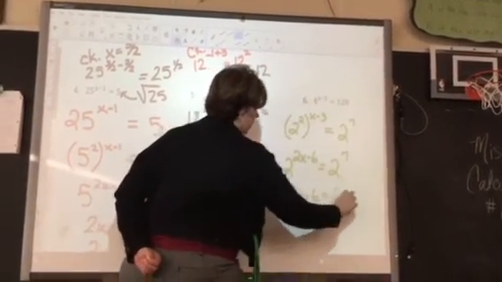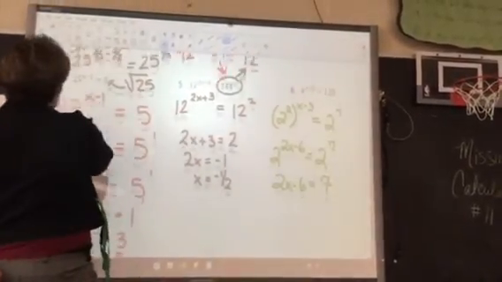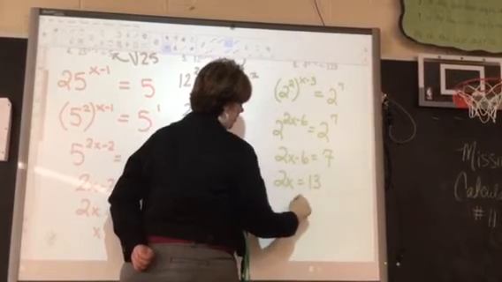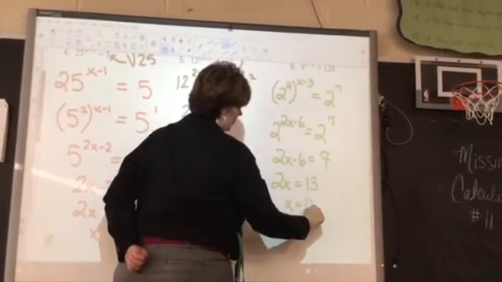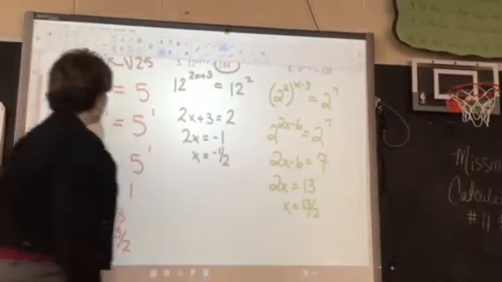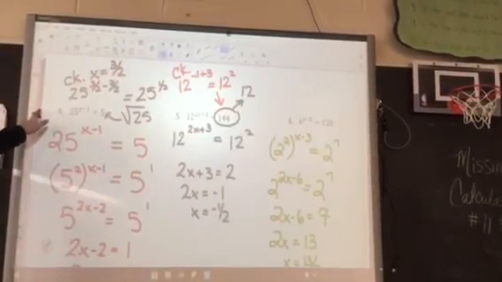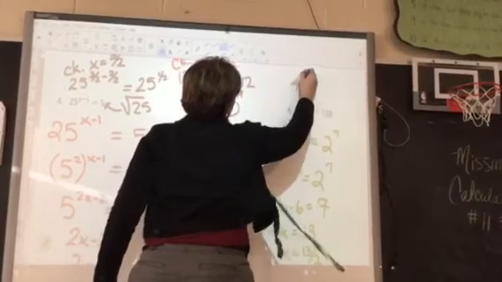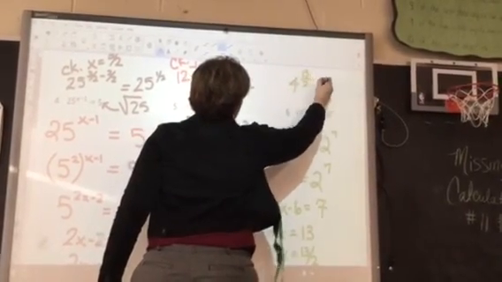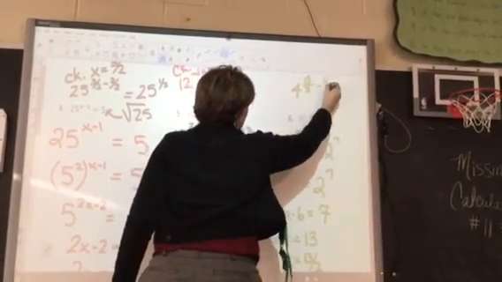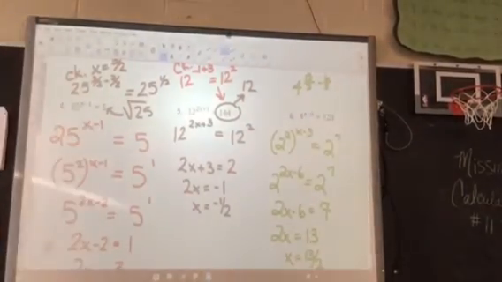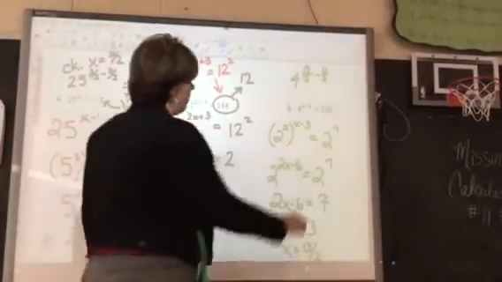Add 6 to both sides, and I have 2x equals 13. That means x equals 6.5, or 13 halves. Okay? Let's check that one really fast. So 4 to the 13 halves minus 3, and I'm going to rewrite 3 as 6 halves. Is that okay? Yeah. 13 minus 6 is 7. 7 halves.